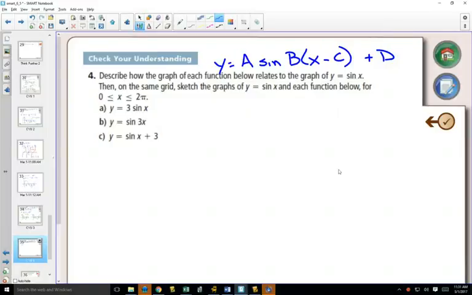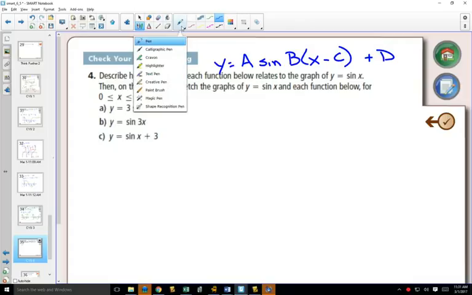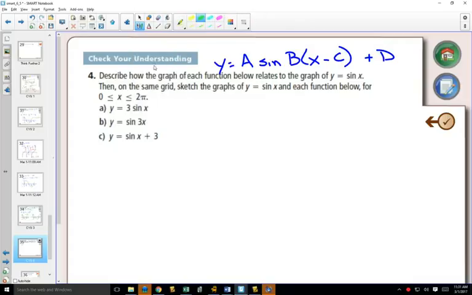So example 4 has a bunch of different graphing. The one in particular that we're going to be focusing on, just because it's the most different, is in C, where we've got a plus D. Can you see in C there's a plus 3? And any kind of adding at the end of the function shifts a graph up or down.